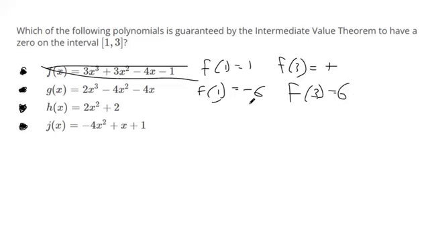You plug in 1, you get out a negative number. You plug in 3, you get out a positive number. Between these two x coordinates, we know that there's at least going to be a zero somewhere. This one has opposite signs in the endpoints, so this one is the one they're looking for. There's a zero guaranteed by the intermediate value theorem.